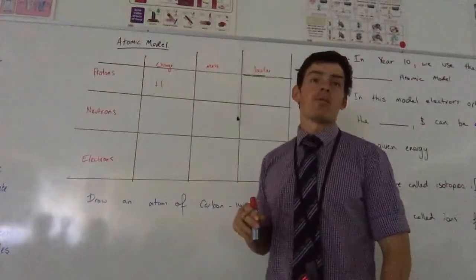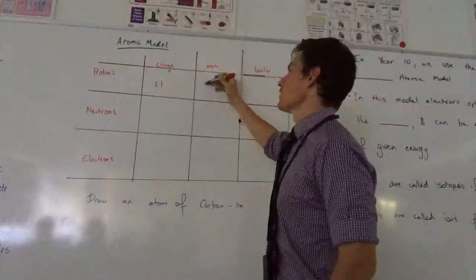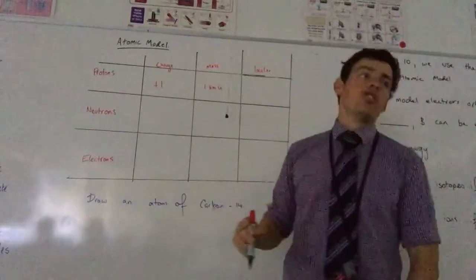Anyone have a disagreement with that? Phil, what's their mass? 1. It's about 1 AMU, which is an atomic mass unit. That is not 1 kilogram.